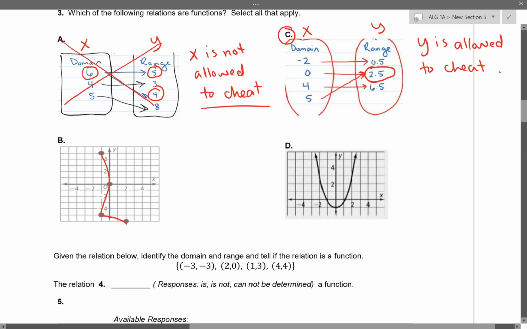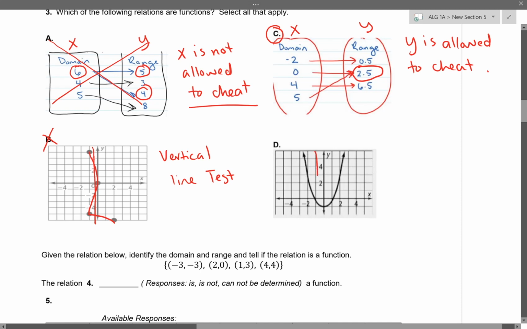Well, if I did my vertical line test, no, that is not a function. Remember the vertical line test, it's a test that we do. It's just a straight line, and if it hits only one time, like this right here, it is a function. So D is also a function. But if it hits more than once, it is not a function.